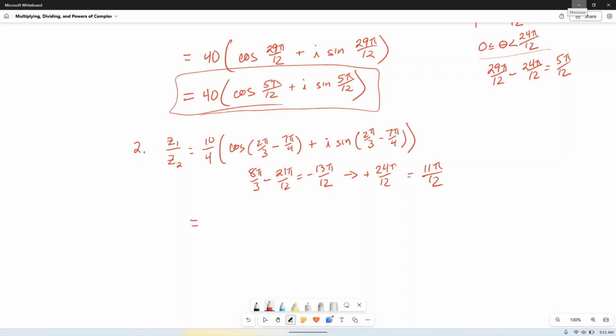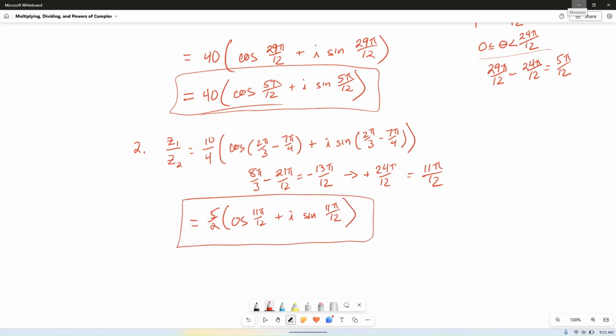So when we go back, just to simplify our answer here, 10 over 4 reduces down to 5 halves times the quantity cosine of 11 pi over 12 plus i sine of 11 pi over 12. And again, I'm just going to leave this in its polar form. If you wanted to convert it to rectangular form, you just need to figure out what the cosine and sine of 11 pi over 12 are going to be.